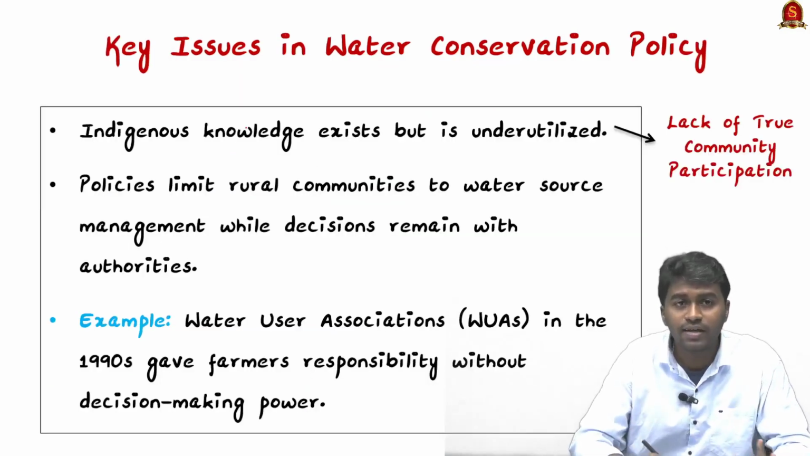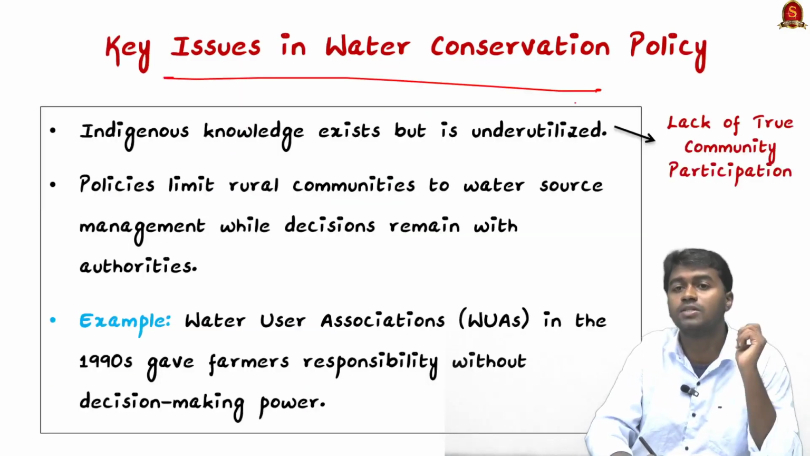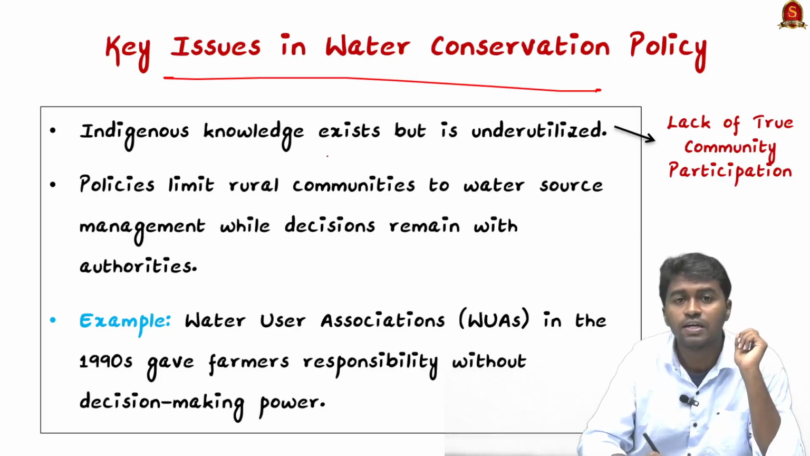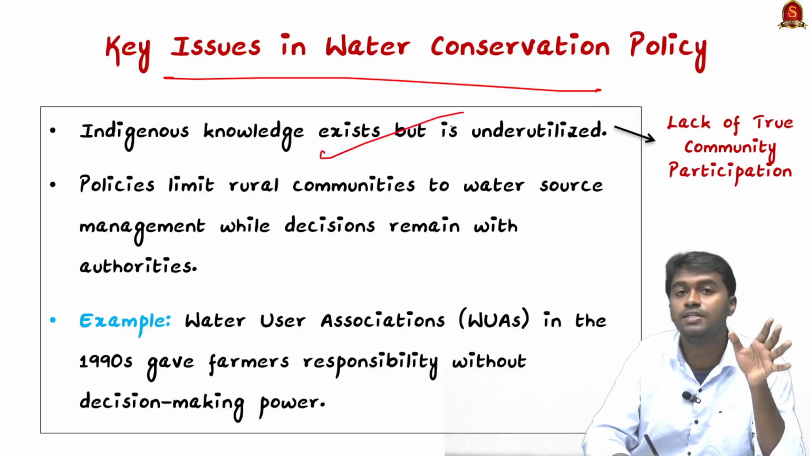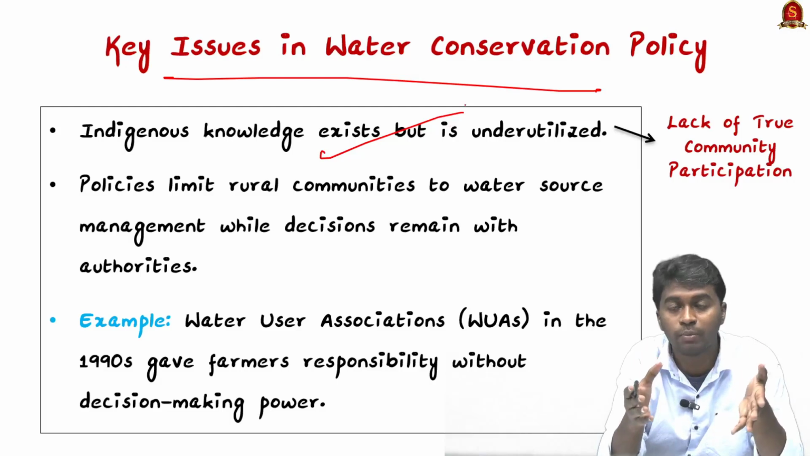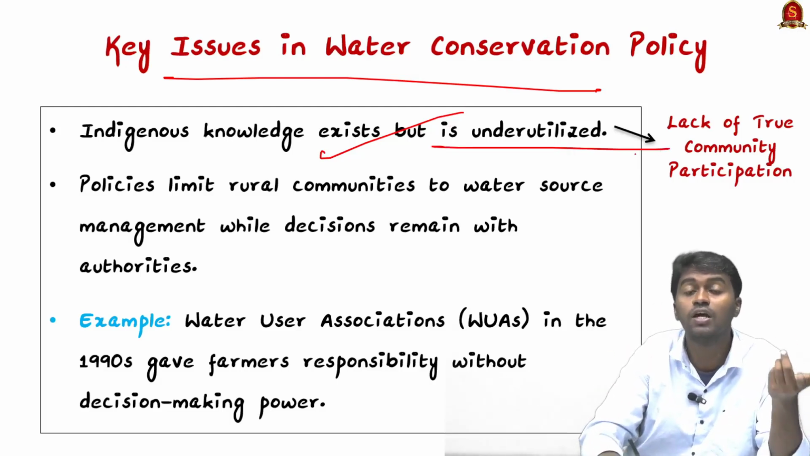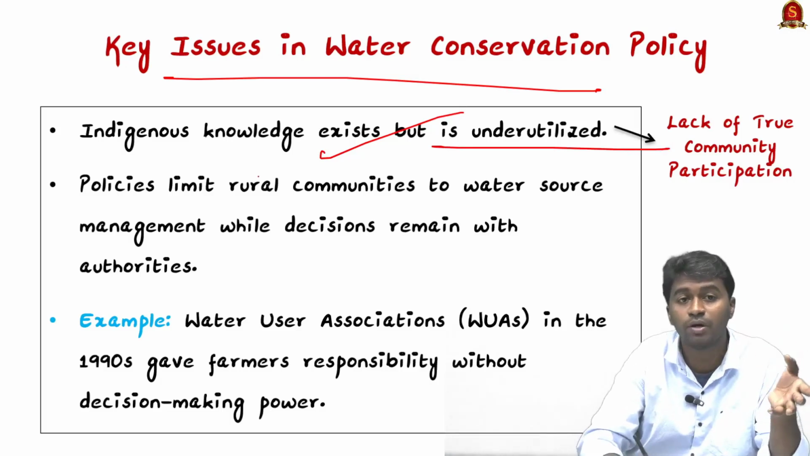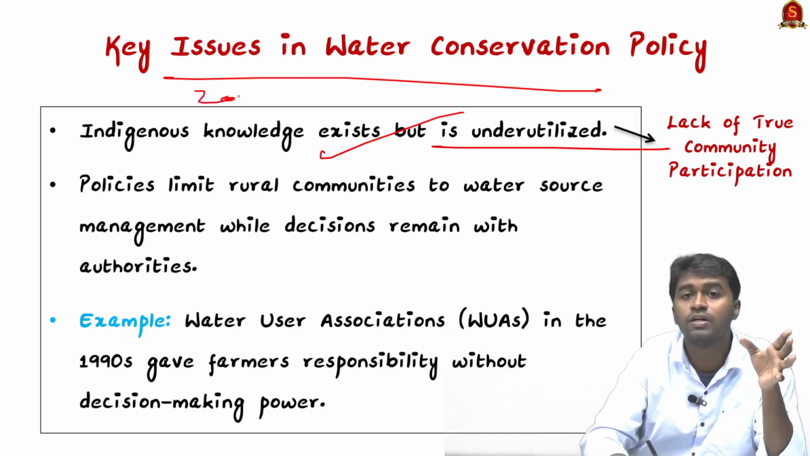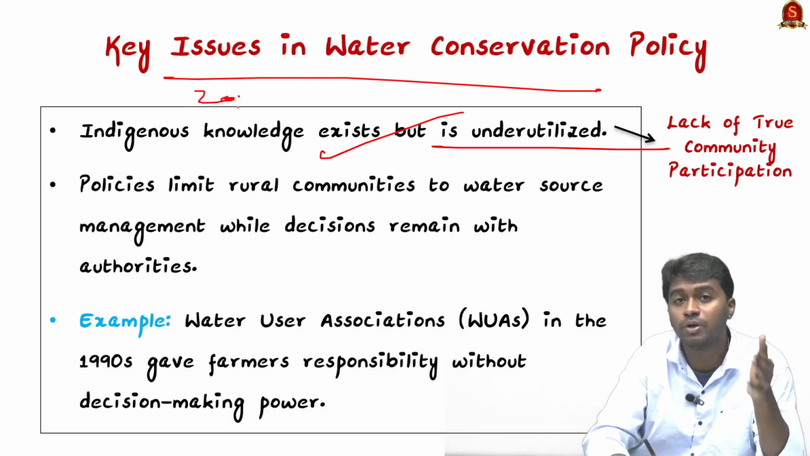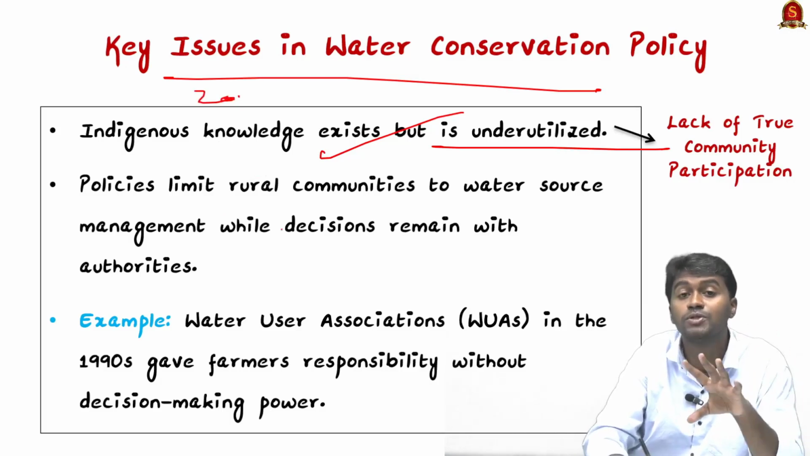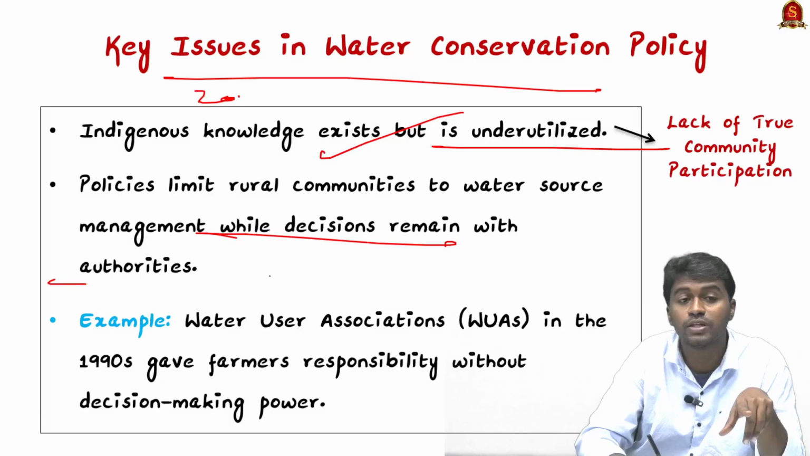So what are the key issues in India's water conservation policy? The first is the underutilization of indigenous knowledge. We are talking about the role of community participation in water conservation, but at the same time, the community's knowledge is still underutilized. For example, the 2002 amendment of the National Water Policy included community participation, but at the same time, when it comes to decision making, it lies with the authorities.